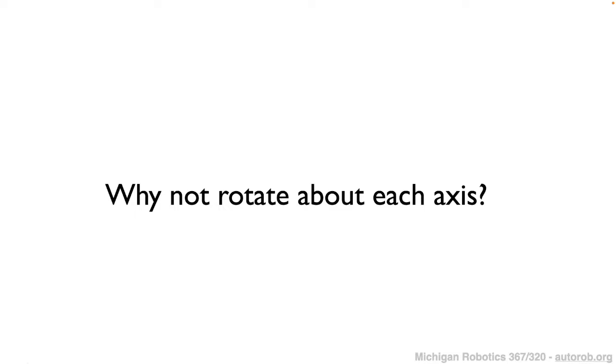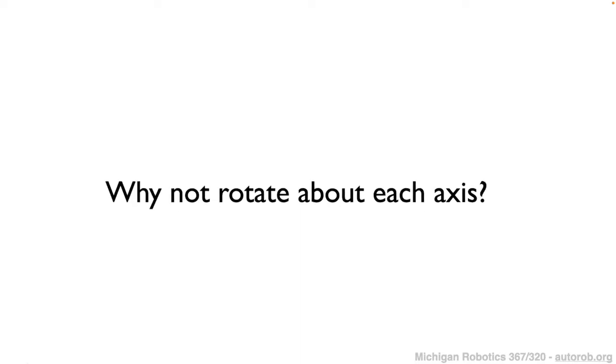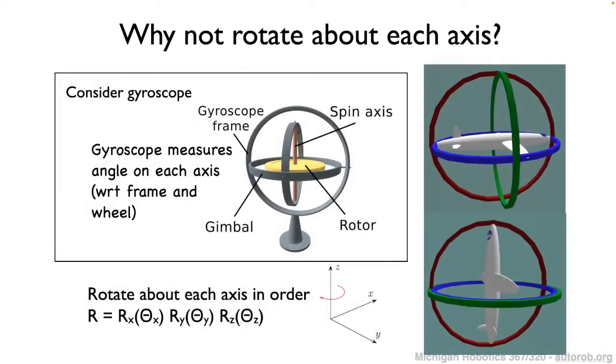So let's look at some of these challenges that rotating about each axis one at a time would cause. One way that we can think about this idea of rotating about each axis one at a time is if we visualize what's called a gyroscope. That's shown in these figures here, where the various gimbals within the gyroscope would allow for us to rotate about one particular axis out of the 3 possible axes that we could rotate about.